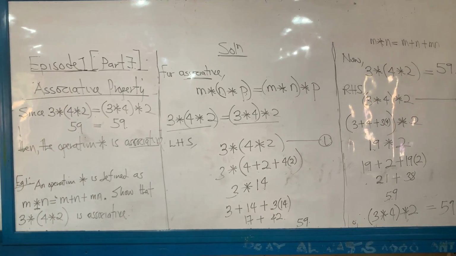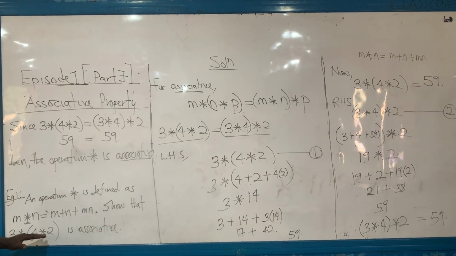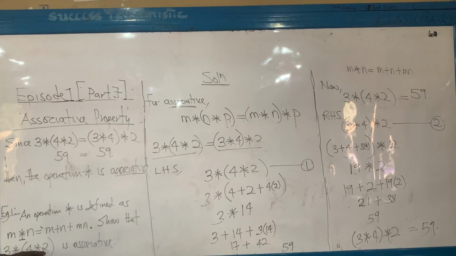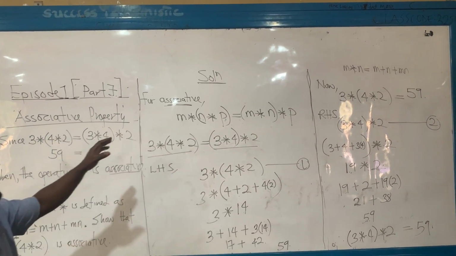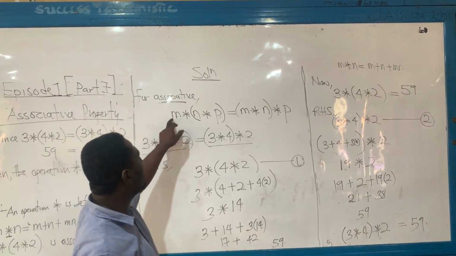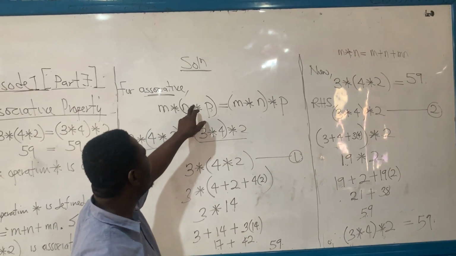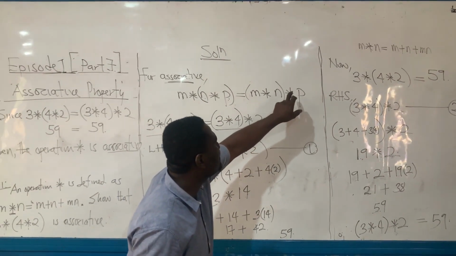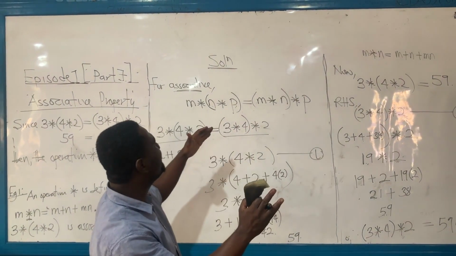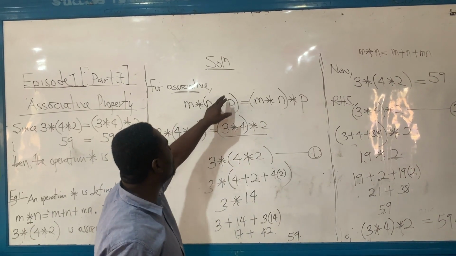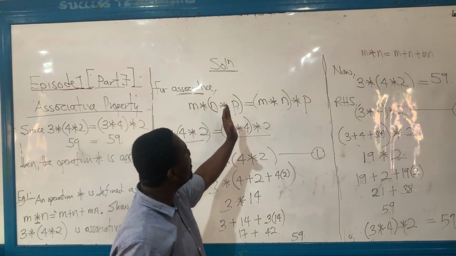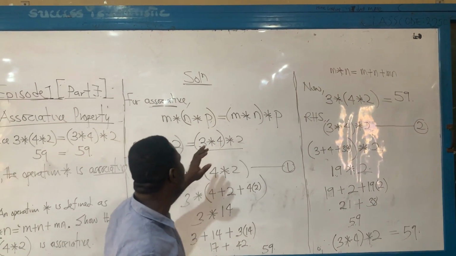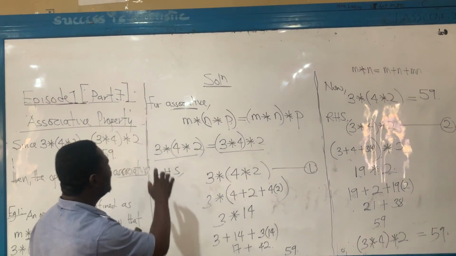So anytime you are asked to solve this by associative property, you put the condition down, which is m star n star p equal to the same m star n star p. What makes the difference here is when you introduce your bracket to your last term, when you come to your right hand side, you are going to introduce your bracket to your first term, and this is what I did.